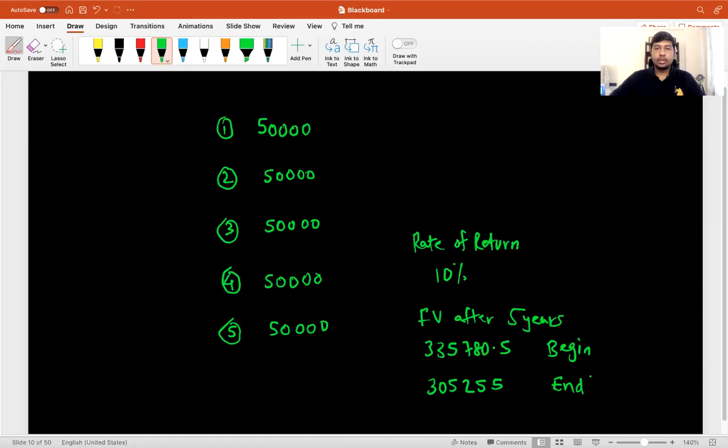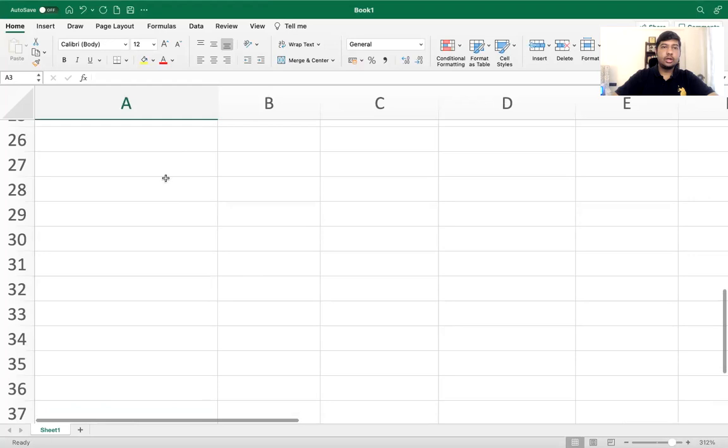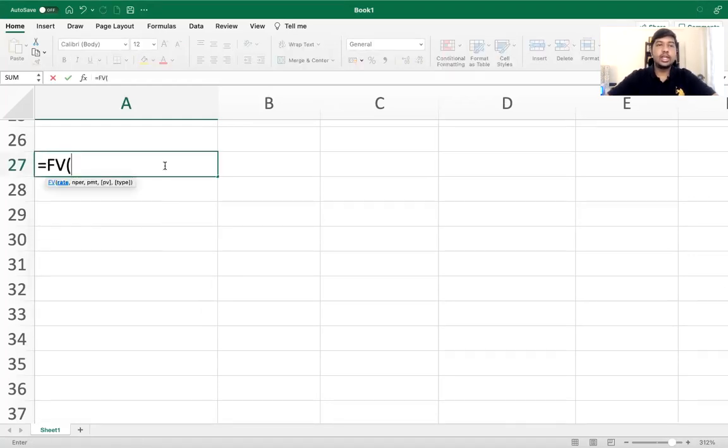Okay. So how do we do this in Excel? Again, pretty simple. What you do here is use this formula called FV. Just like you have PV for present value, you have FV for future value. Okay, FV, open the bracket, it will prompt you to put rate. Rate is 10%. It will prompt you to put the number of payments, which is 5. It will prompt you to put the amount of payment, which is minus 50,000, because this is an outflow.